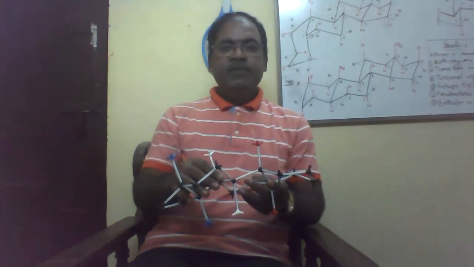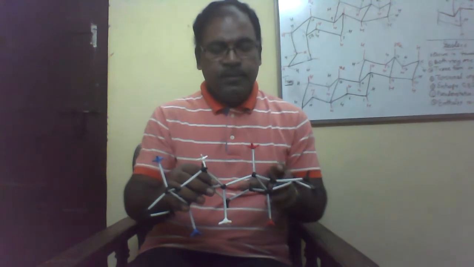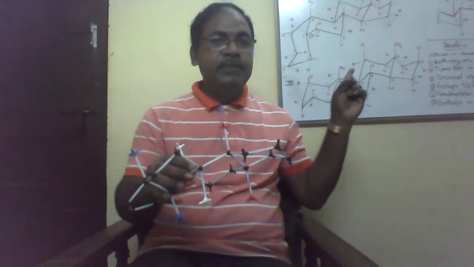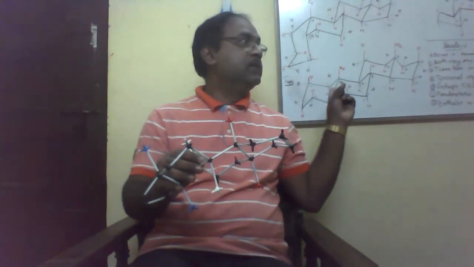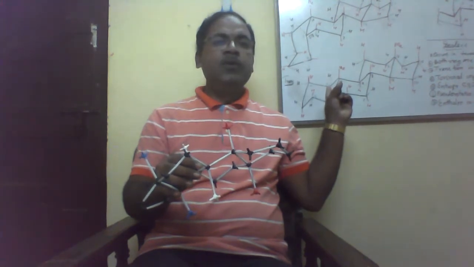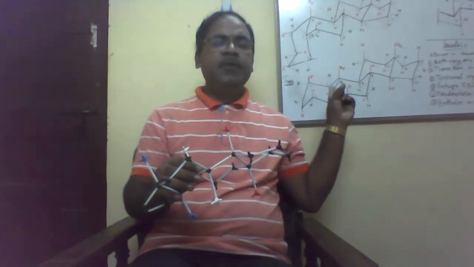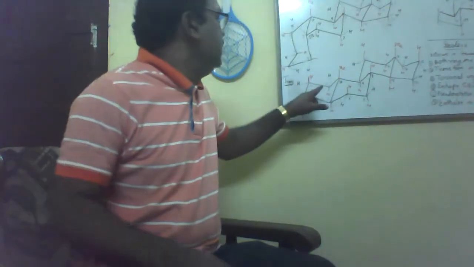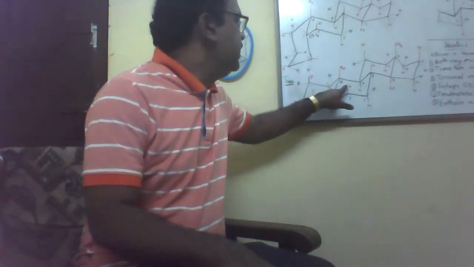In case of the trans system, the structure is like this. In this structure, what you are observing is that one chair form is joined with another chair form.